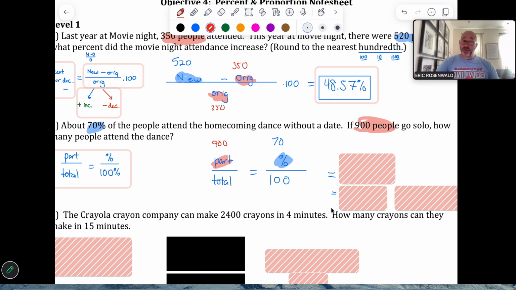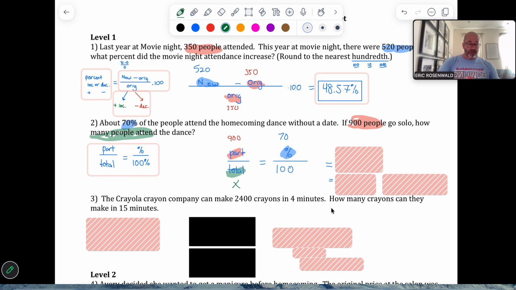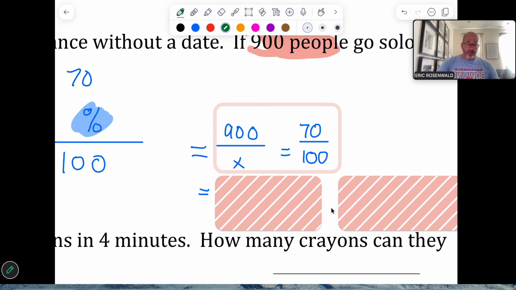And the total is what we don't know in this problem, and that's what they're asking us for. They're saying how many people went to the dance. And so that is our total here, which in math, when we don't know, we call it X. So if we set this up and look at it, we have 900 over x is equal to 70 over 100.